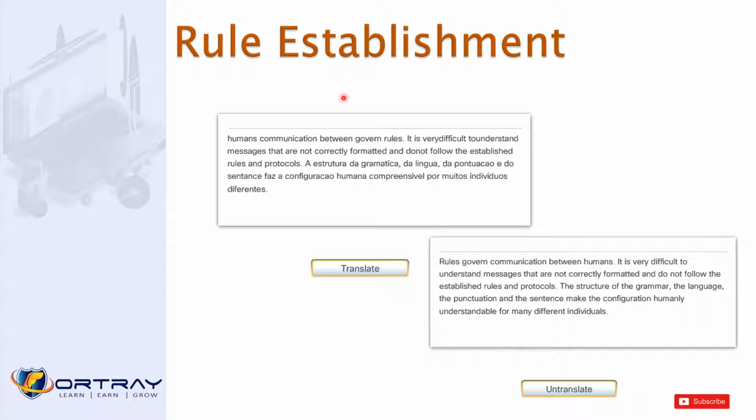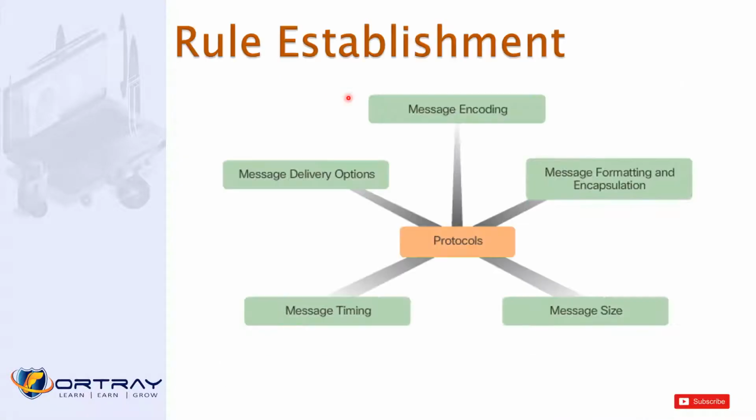That's what we said. With protocols, the message timing is very critical. If the message is out of order or out of sync, the message may not be delivered properly. Then there are message size, message formatting, message encoding, and message delivery options. These are all governed by the protocols, by the rules. So protocol means a set of rules.